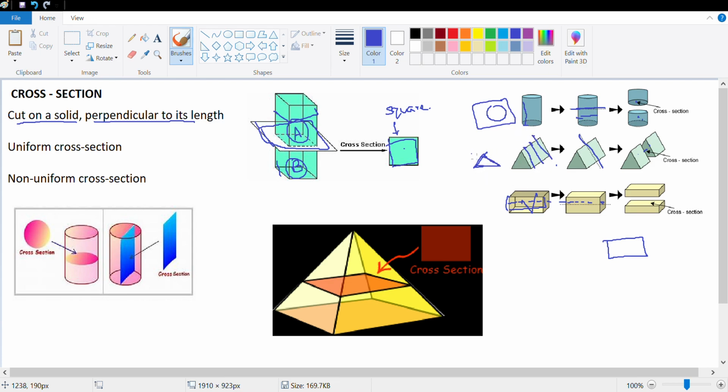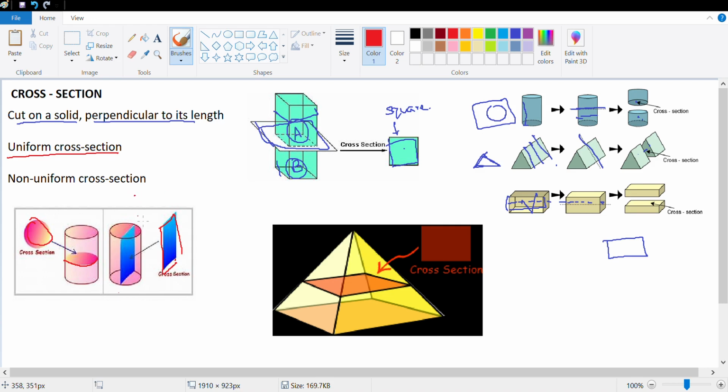be a triangle. All these cross sections are known as uniform cross sections, which means they remain the same wherever you cut. So they have shown it in this diagram as well. When you cut it, the cross section that you get is a circle. When you cut it vertically along a cylinder, the cross section that you will get will be a rectangle. Perfect. Now let's look at a non-uniform cross section.